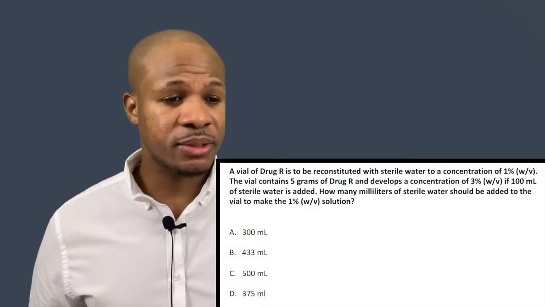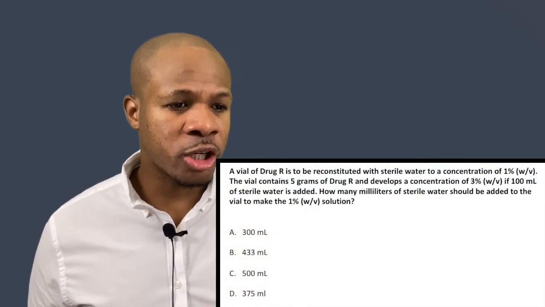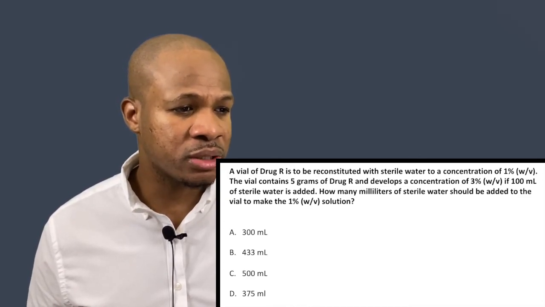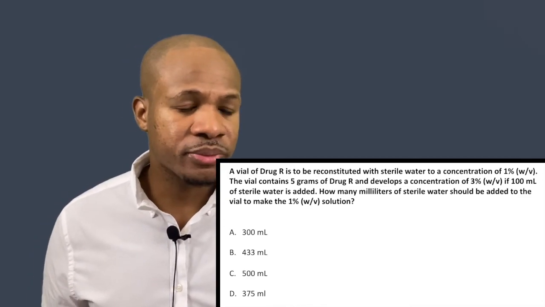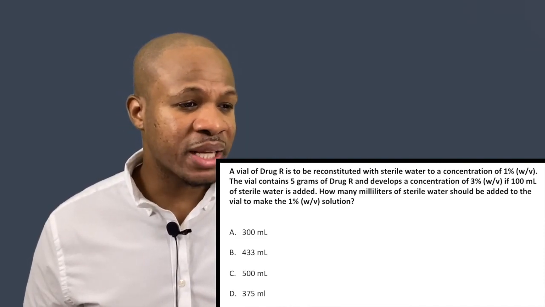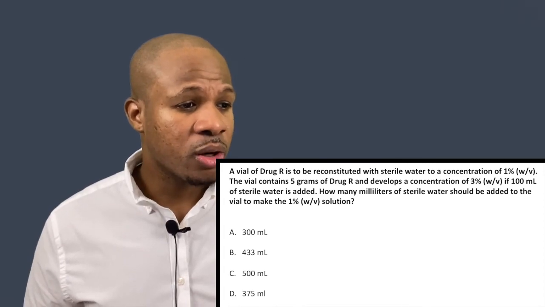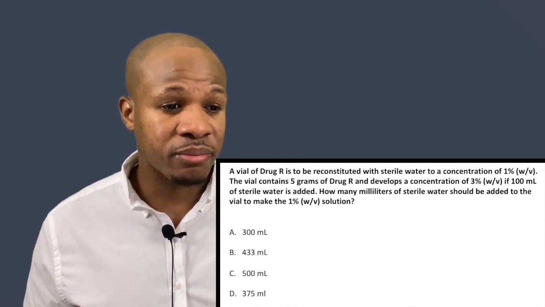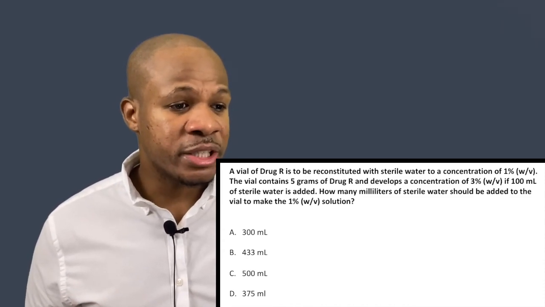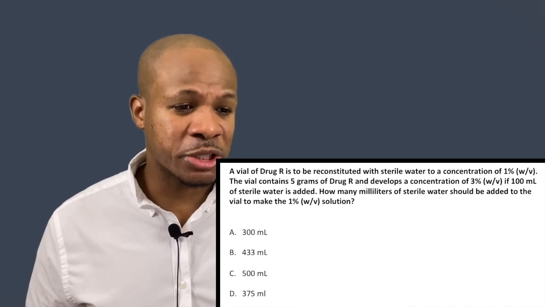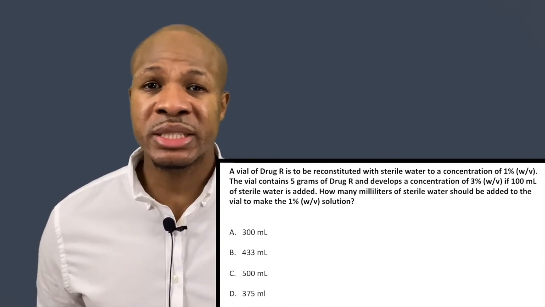All right, so let's look at question number one. Question number one states, a vial of drug R is to be reconstituted with sterile water to a concentration of 1% weight per volume. The vial contains 5 grams of drug R and develops a concentration of 3% weight per volume if 100 milliliters of sterile water is added. How many milliliters of sterile water should be added to the vial to make the 1% solution? So this question seems nice and innocent, right?